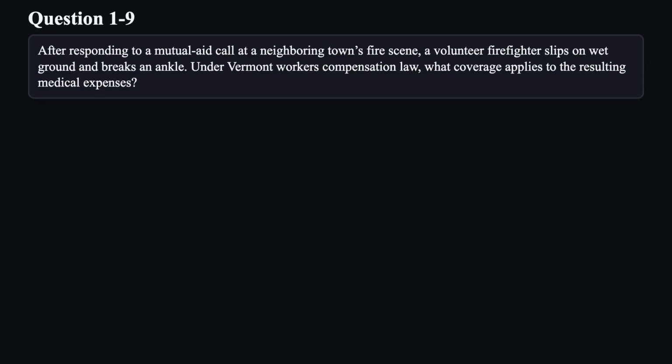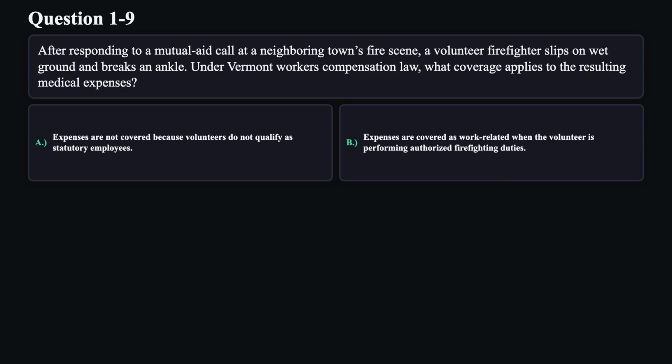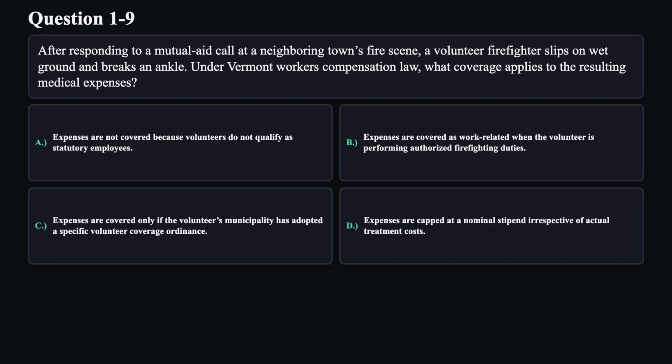Question 9. After responding to a mutual aid call at a neighboring town's fire scene, a volunteer firefighter slips on wet ground and breaks an ankle. Under Vermont workers' compensation law, what coverage applies to the resulting medical expenses? A. Expenses are not covered because volunteers do not qualify as statutory employees. B. Expenses are covered as work-related when the volunteer is performing authorized firefighting duties. C. Expenses are covered only if the volunteer's municipality has adopted a specific volunteer coverage ordinance. D. Expenses are capped at a nominal stipend irrespective of actual treatment costs.